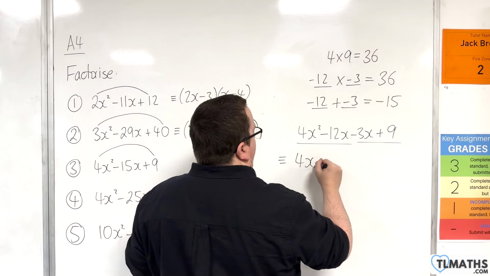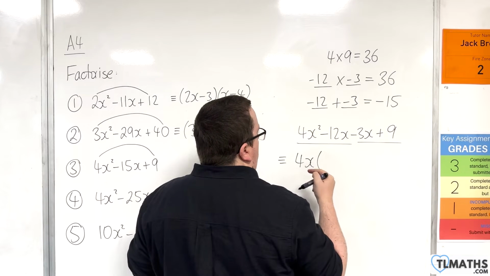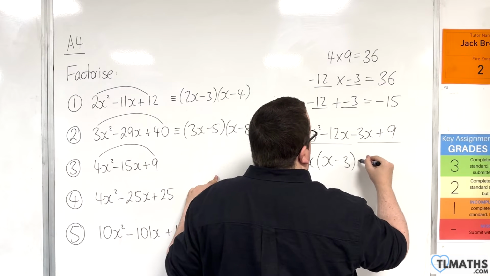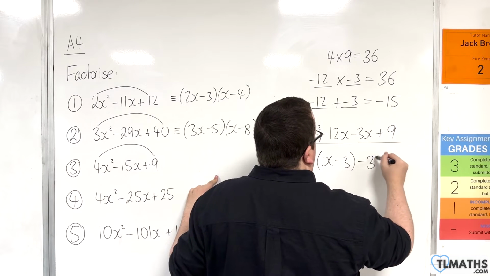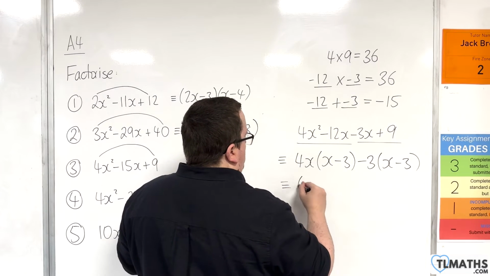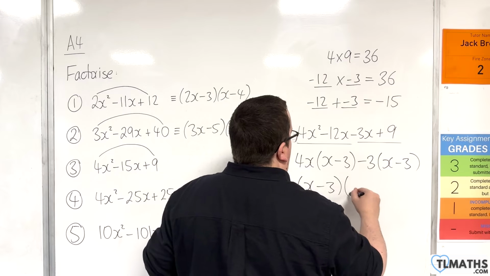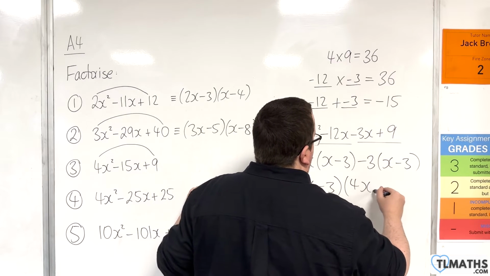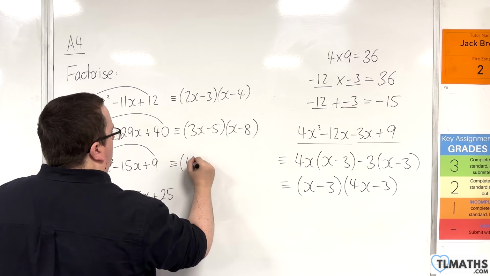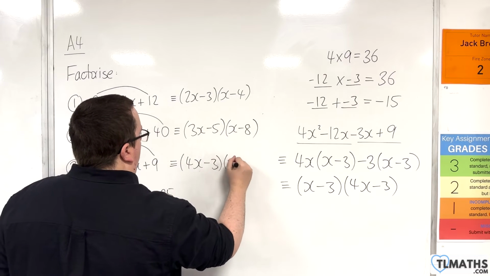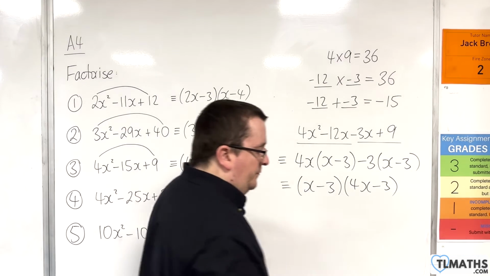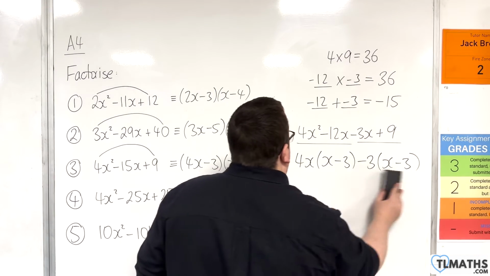So factoring out 4x from those two terms, we're going to get x take away 3. And then factoring out minus 3, we get the other x take away 3. So x take away 3 is one of the brackets, and the other one is 4x take away 3. Okay. So that's number 3.